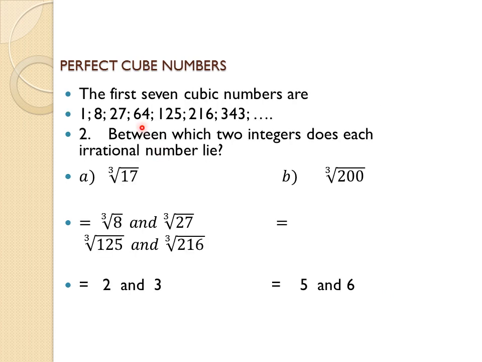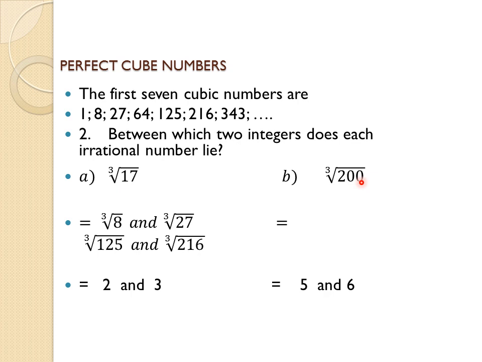You can also test it using perfect cube numbers. So there, 1 times 1 times 1, 2 times 2 times 2. We need to know all 7, 7 times 7 times 7, which is 343. So between which two integers does each irrational number lie? Cube root 17. 17 is bigger than 8 but less than 27. So it falls between cube root 8 and cube root 27. Cube root 8 gives me 2 and cube root 27 gives me 3.